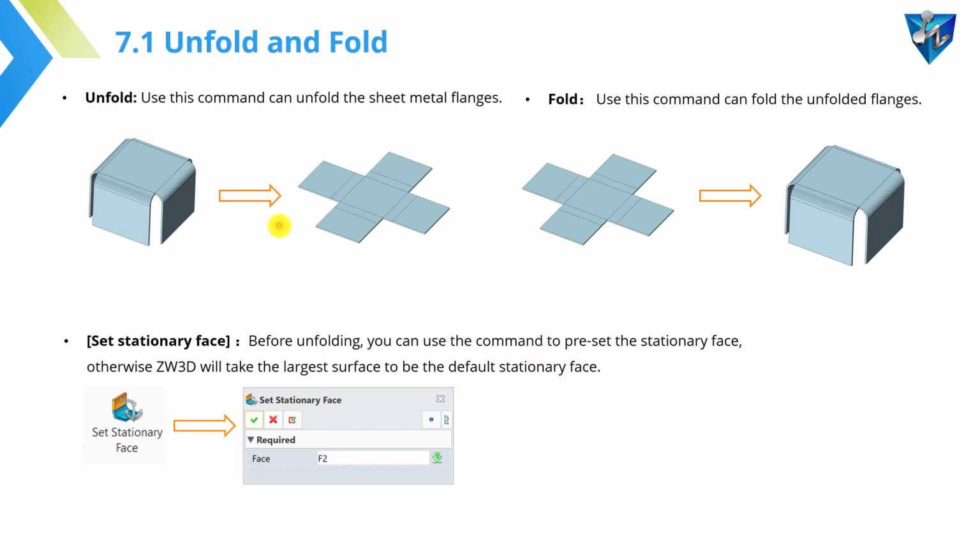I believe it's relatively easy to understand. That stands for unfold and refold the bends in the sheet metal part. And before going to unfold, you can use the set stationary face command to preset the stationary face. Otherwise, ZW3D will take the largest planar surface to be the default stationary face.